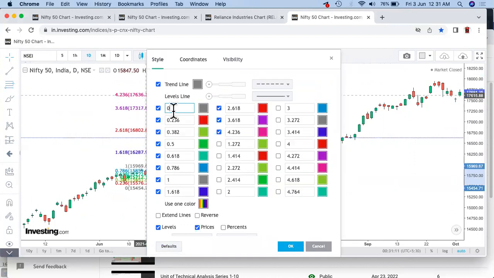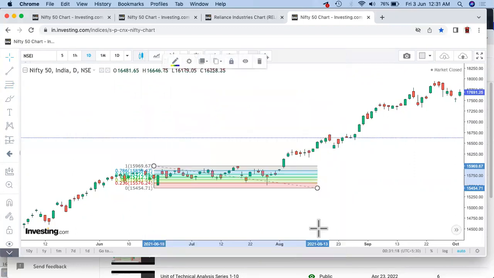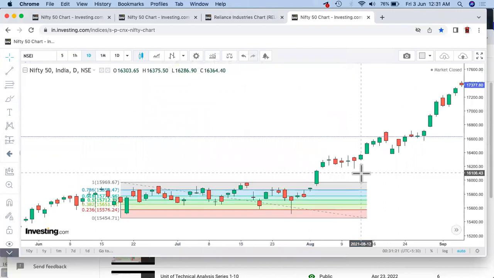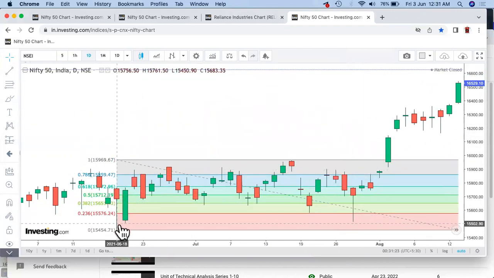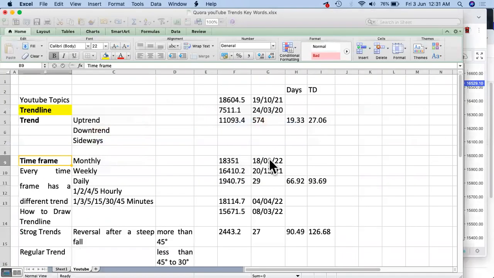Just continuously remove these high parts because we don't need them, right? We'll just try to focus only on this part. So this is called a sideways market. We are seeing uptrend, we are seeing downtrend, now we are seeing sideways.